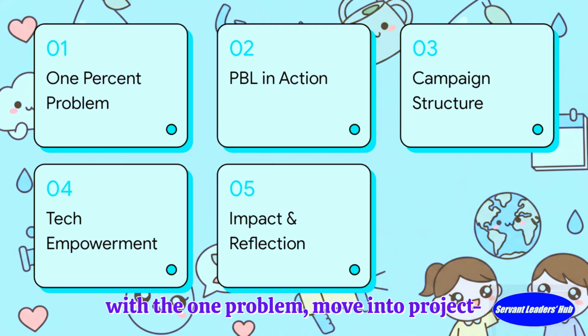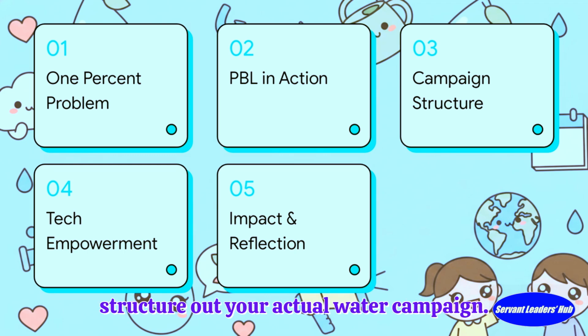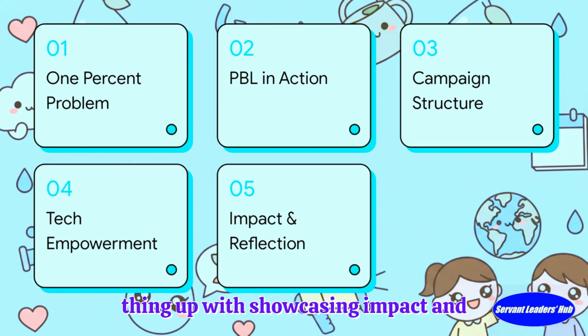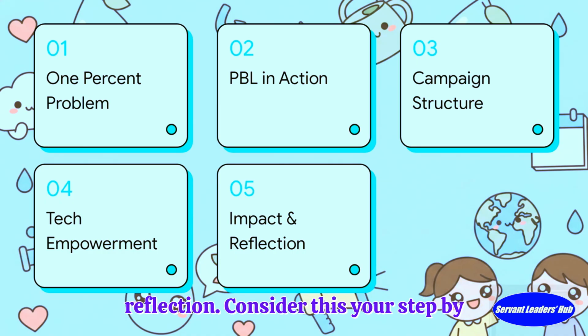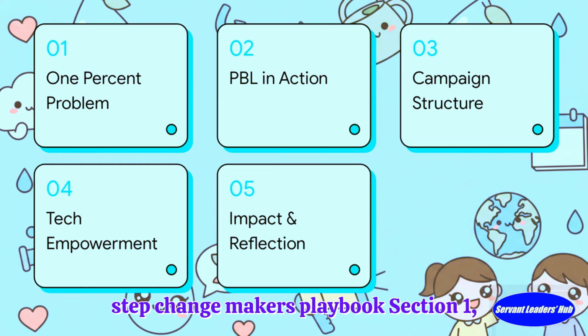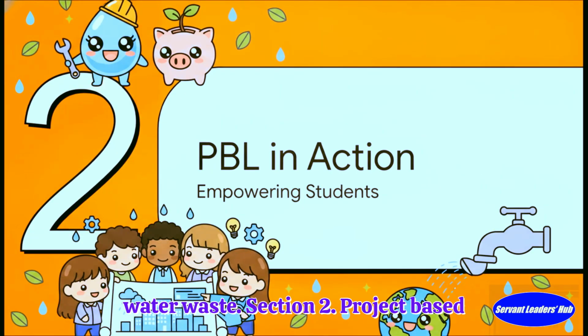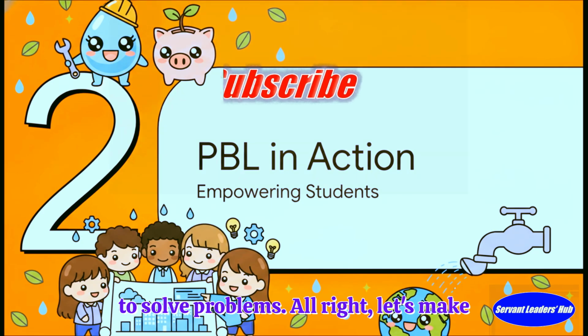So here's our roadmap for today's explainer. We'll start with the 1% problem, move into project-based learning in action, and then structure out your actual water campaign. After that, we'll cover empowering teams with technology and wrap the whole thing up with showcasing impact and reflection. Consider this your step-by-step Changemaker's playbook. Section 1. The 1% problem. The stark reality of water waste. Section 2. Project-based learning in action. Empowering students to solve problems.